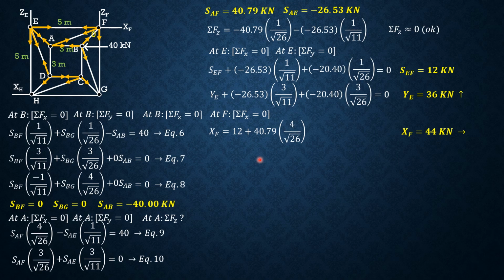Then actually, if you compute XH by the entire system, XH plus 44 equals 40, so XH should be 4 leftward. But we will not do that. We will just solve that later by considering joint H later.